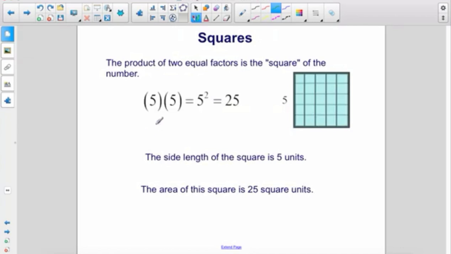The product of two equal factors, so two numbers, a number multiplied by itself once, is the square of the number. So here we have a square where the length of the sides is 5. So 5 times 5 gives you the area of the square. There are 25 little squares inside of the big square. The side length of the square is 5. Therefore, the area of the square is 25.